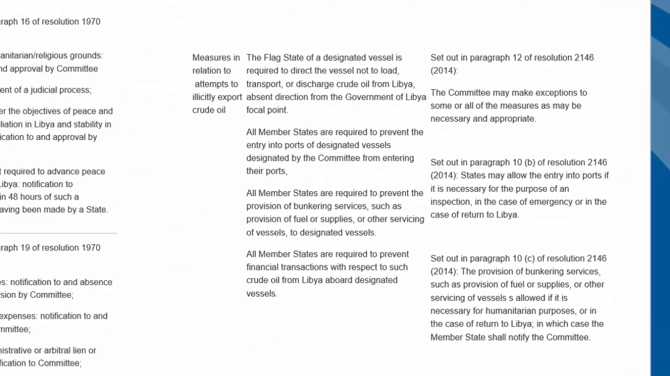On the right-hand side, specific to Libya because it is an oil-rich state, are measures in relation to attempts to illicitly export crude oil. The flag state of a designated vessel is required to direct the vessel not to load, transport, or discharge crude oil from Libya, limiting or eliminating the ability of Libya to export oil and keep U.S. dollars out of their hands. But important to mention, the sanctions are in place absent direction from the government of Libya focal point. All member states are required to prevent designated vessels, designated by the committee, from entering their ports. And on it goes.